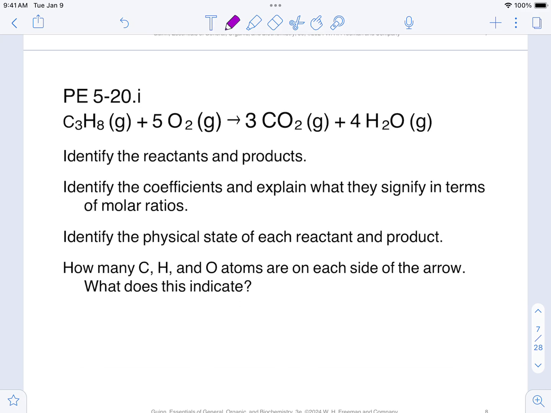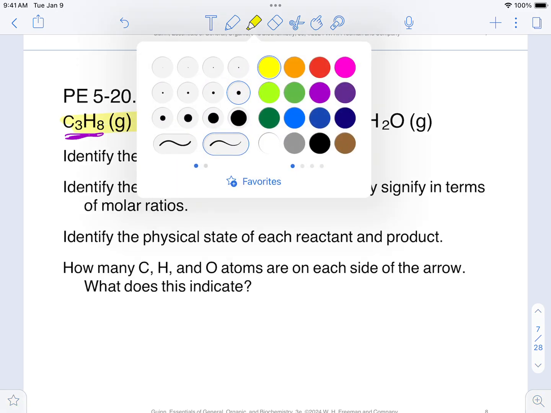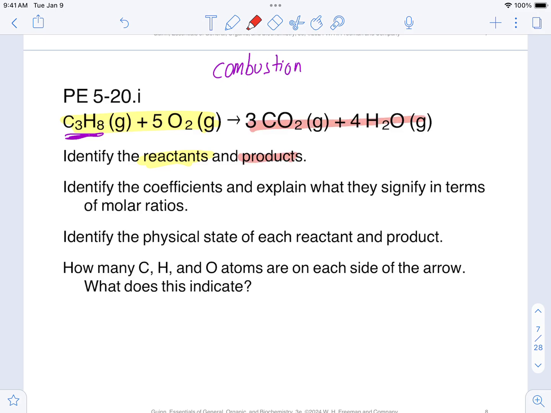So an example here, we have propane, that's C3H8, plus oxygen, and that yields carbon dioxide and water. You will see later on in the PowerPoint that the type of reaction that this is called a combustion reaction. But for now it says identify the reactants and the products. Reactants are on the left side of the arrow. Products are on the right side of the arrow.